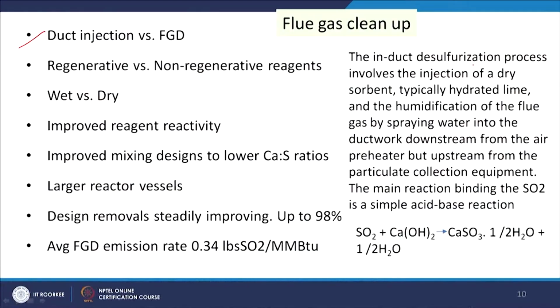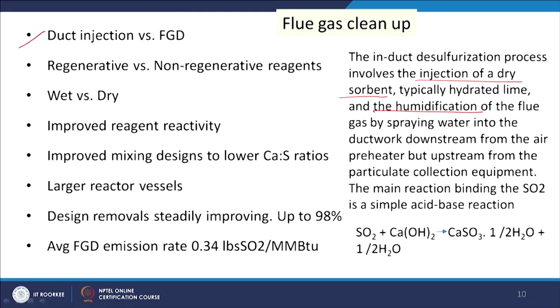So, what happens in case of duct injection? We also use some material, that is, solvent is used in the duct. Dry solvent is injected in the duct and then it is humidified by the water downstream of the injection, and upstream of the preheater from the particle collection equipment. So, this is the conventional method, but replacing this, if we can use flue gas desulfurization where spray takes place, so scrubbers are used, in that case the efficiency improves for the removal of SOx from the flue gas.